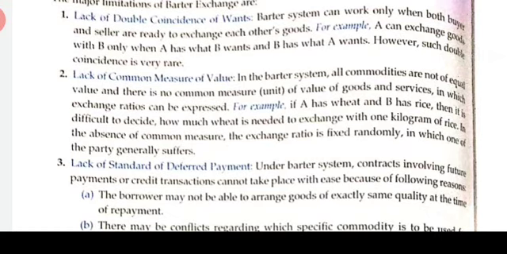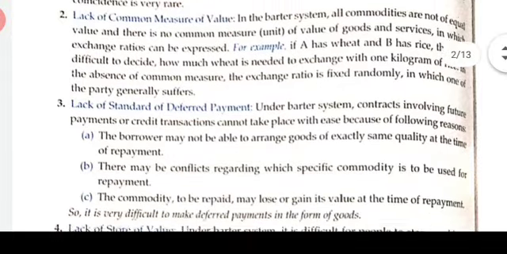There was no measurement. For example, if a person wants to exchange rice and a goat, how many goats would be exchanged with some kgs of rice? So a common measuring unit was not there. And the commodities are not of equal value. The goat and the horse don't have equal value with rice, wheat, etc. So the common measure of value, the common measurement unit, was not there. This is the second limitation that was lacking.